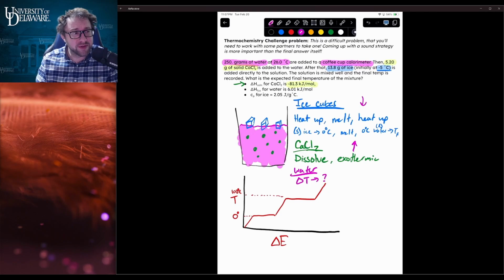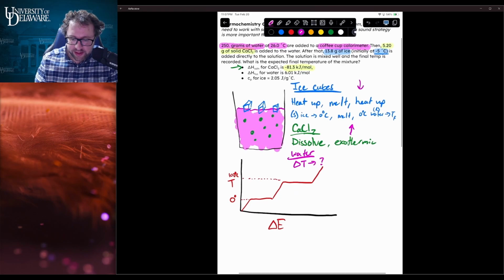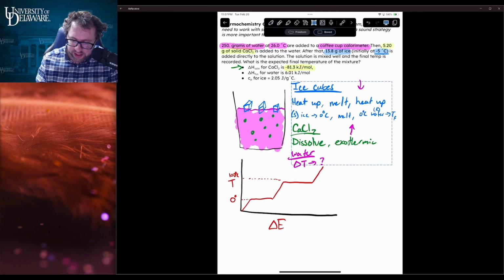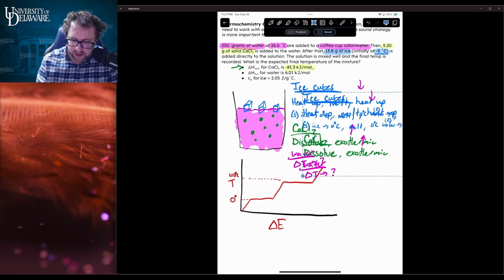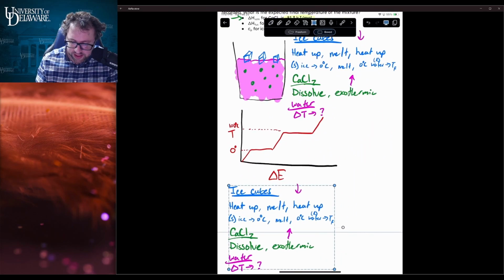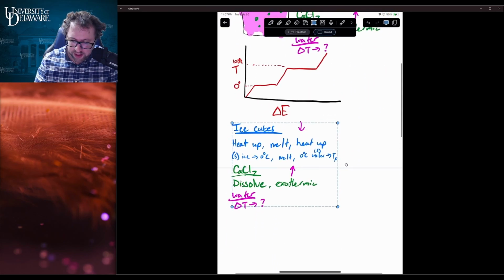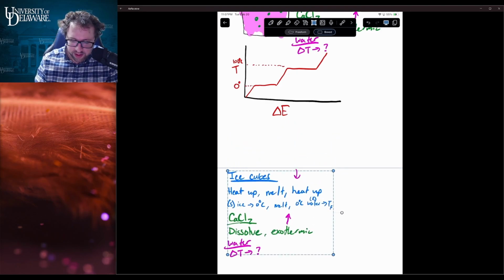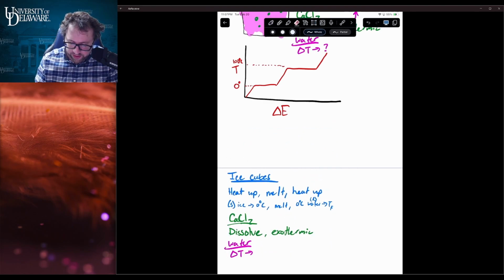It's probably safe to assume the ice cube will be way more impactful than 5 grams of salt, but who knows? So let's take this information now and parse it out a little bit. By that, I mean, these are the phenomena we expect to see. So let's figure out for each of them how we can relate those to our thermochemical principles. In other words, how do we describe these heat transfers?